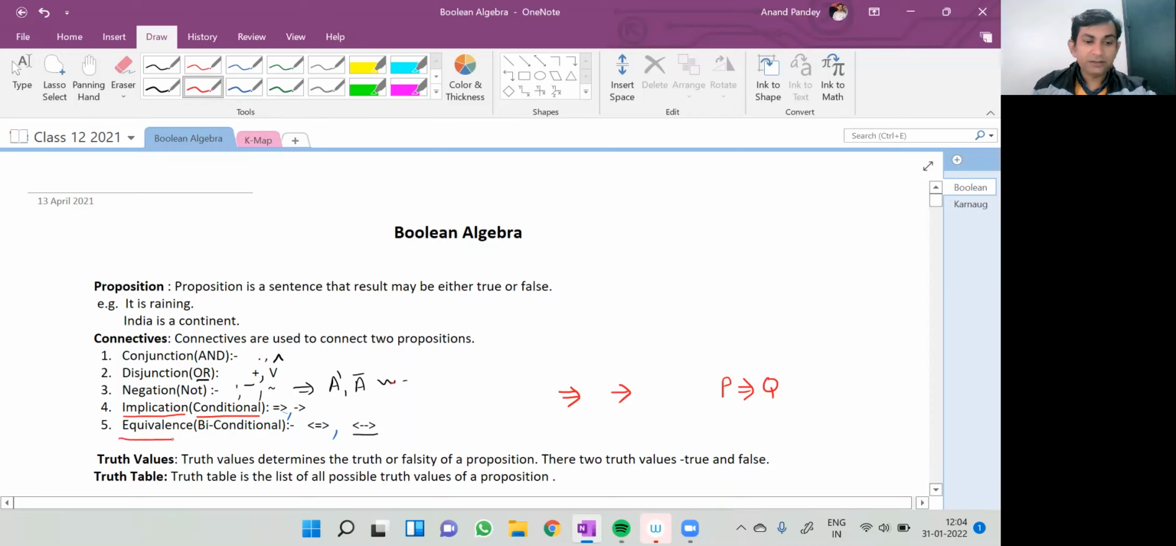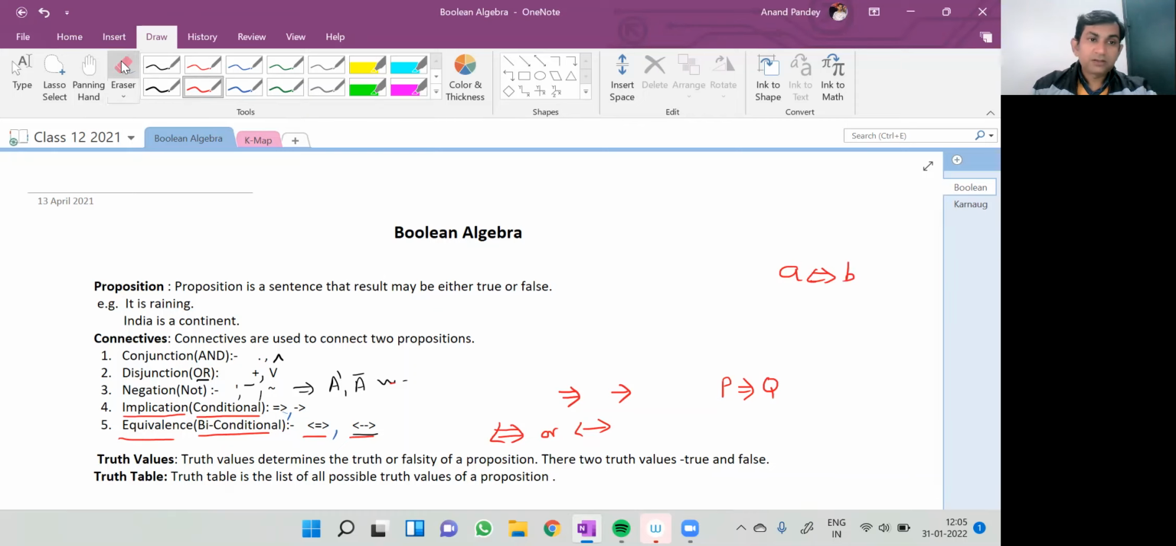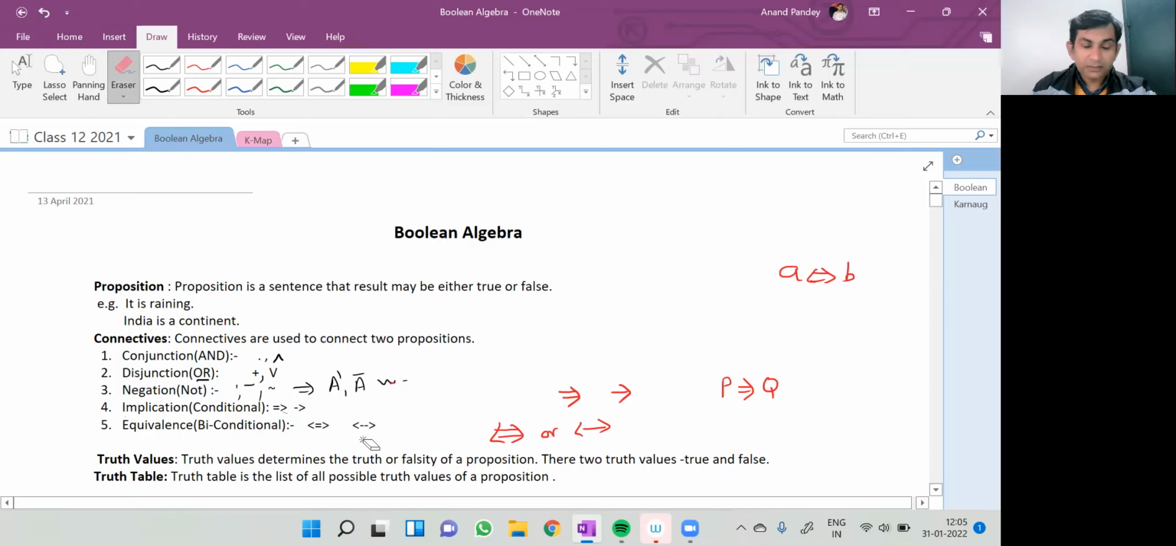The next connective is equivalence. That is also called biconditional. For the biconditional operation, the symbol which we use is this or this. In math you read equivalent, A equivalent to B, something like that. You read it like this, the same thing. So here we have the last connective. For biconditional, we have this symbol, this connective, equivalent.